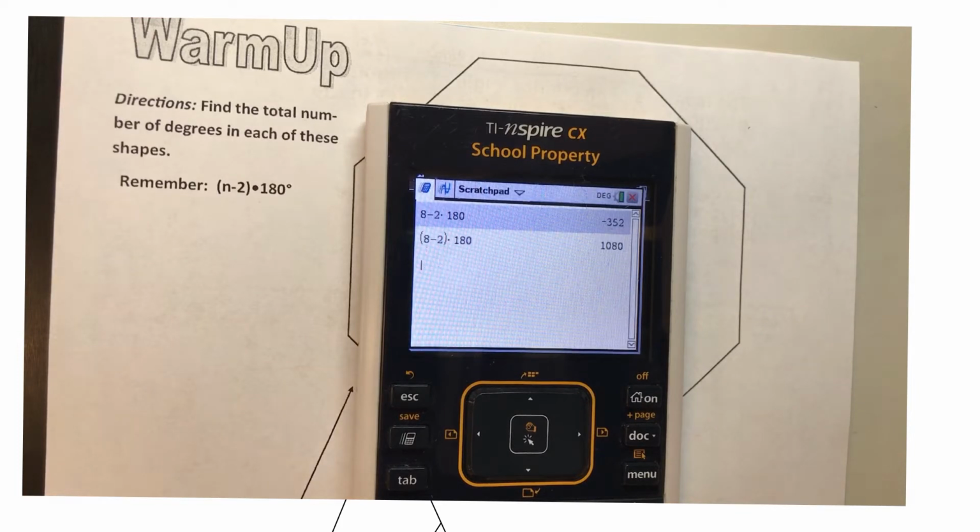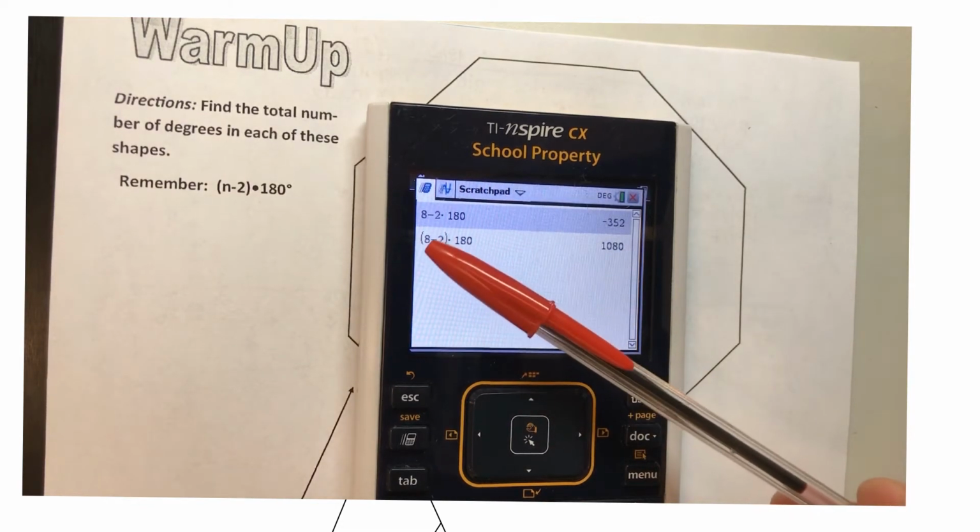Why does it matter in your calculator? What's your calculator doing to give you negative 352? Okay, good. It's following order of operations. So what's it doing first? It's doing the 2 times 180 first, and then it's doing 8 minus that, which is 8 minus 360. So that's the reason you put the 8 minus 2 in parentheses, to tell it what operation to do first. We wanted to do 8 minus 2 first.